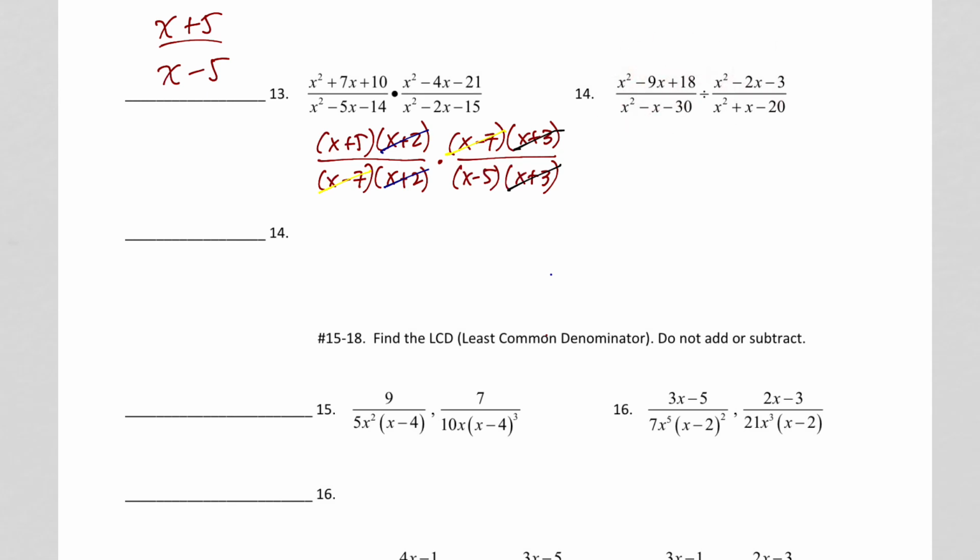Okay, I'm going to factor everything. When I factor this, we have x minus 6 and x minus 3. When I factor this, we have x minus 6 and x plus 5. I'll change this to a multiplication, and I'll flip this upside down. So now I'm going to factor this and put it on top. And this is plus 5 minus 4. And when I factor this, this is minus 3 plus 1.